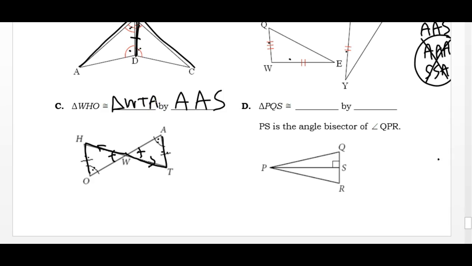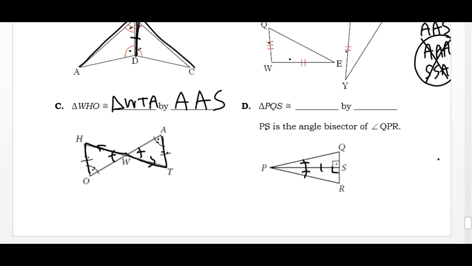My final example has some information on there that I need to add to my picture. Remember, I can't just add random things, but if I have that info, I can add it to the picture. So PS is the angle bisector of QPR. So here's my angle bisector mark. I also have that overlapping side. And my linear angle conjecture tells me if this is 90, then this is also 90.